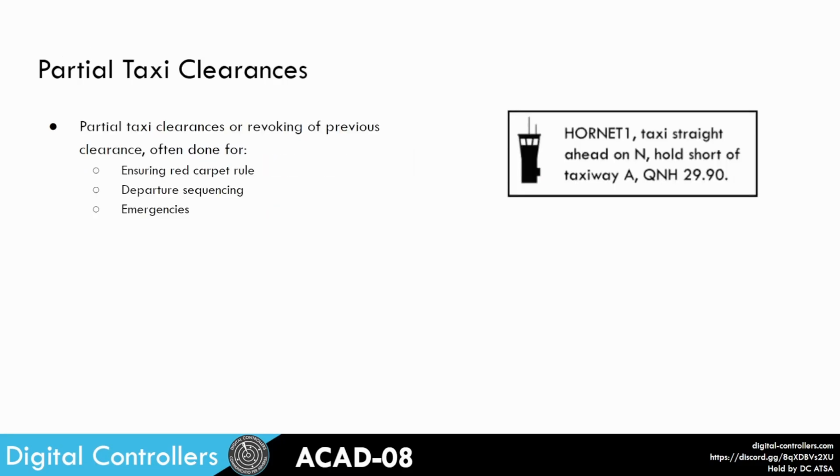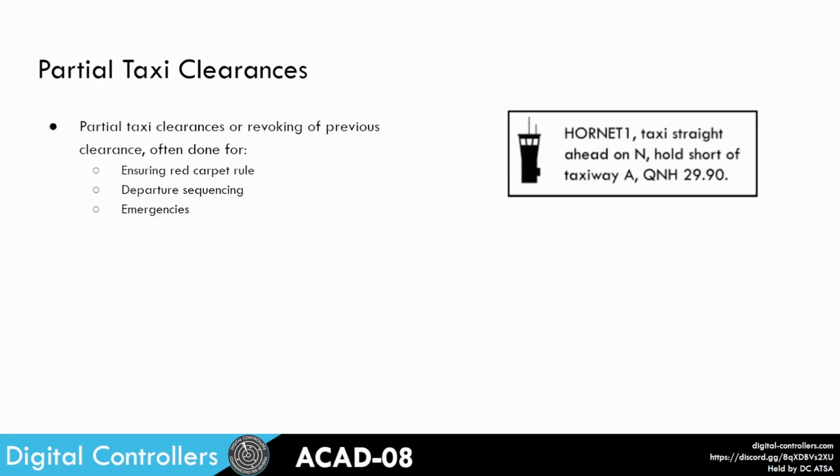To achieve this, we also have what we call partial taxi clearances. So this can be used for ensuring the red carpet rule. It can be used for confirming departure sequencing or to create a departure sequence. And it can also be used if certain emergencies have occurred or things like that.